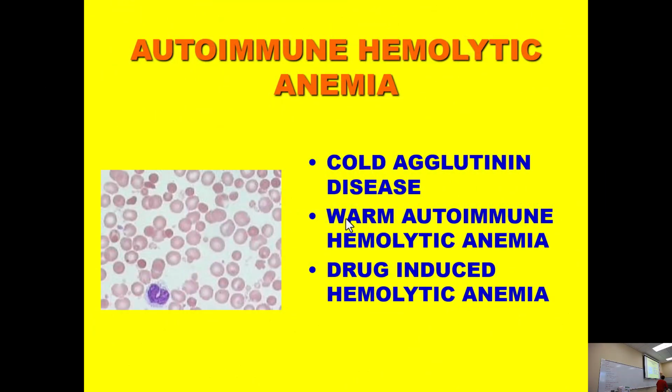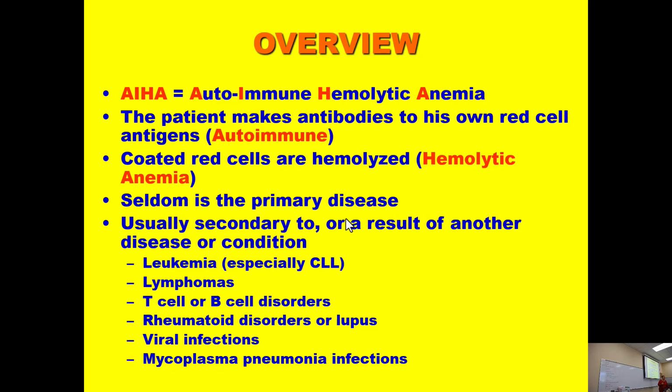Immune hemolysis, and now we're going to talk about autoimmune hemolytic anemia a little bit, because they kind of go hand in hand. Some of the things we talked about, we'll talk about a little more here: cold agglutinin disease, warm autoimmune hemolytic anemia, and then drug-induced hemolytic anemia. So, autoimmune hemolytic anemia, AIHA. Lots of abbreviations in the lab world, right?